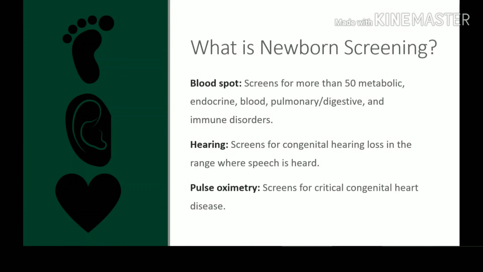And while the focus of this and the following 2 modules in this series are largely on the blood spot screening segment, both hearing and pulse oximetry screening will be touched on briefly later in this module. Next slide, please.